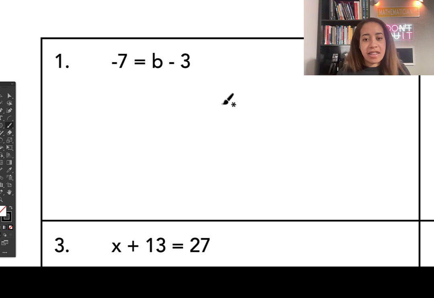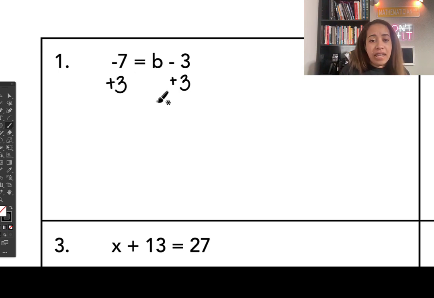Looking at this problem, we always want to identify the variable and take a look at the operation that is being done to it. This time, our variable, b, is on the right side of the equation, and we see subtraction. So the opposite of subtraction is addition. We're going to do the opposite operation to both sides of the equal sign. We add 3 on this side, and we add 3 on this side.